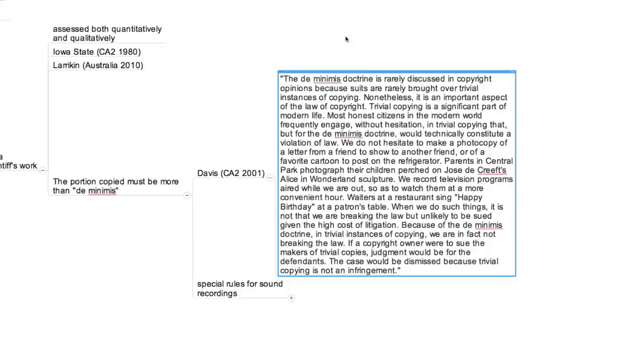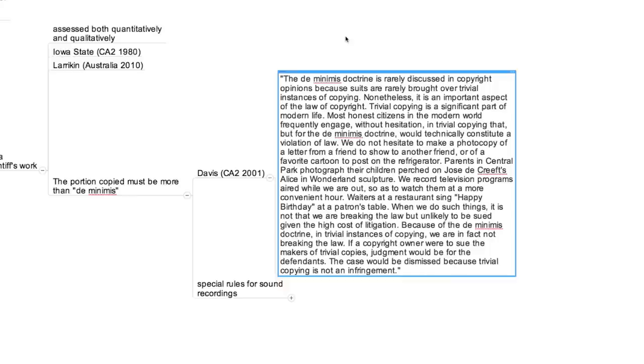We do not hesitate to make a photocopy of a letter from a friend to show to another friend, or of a favorite cartoon to post on the refrigerator. Waiters at a restaurant sing happy birthday at a patron's table. When we do such things, it's not that we are breaking the law, but unlikely to be sued given the high cost of litigation. Because of the de minimis doctrine in trivial instances of copying, we are in fact not breaking the law. If a copyright owner were to sue the makers of trivial copies, judgment would be for the defendants. The case would be dismissed because trivial copying is not an infringement.